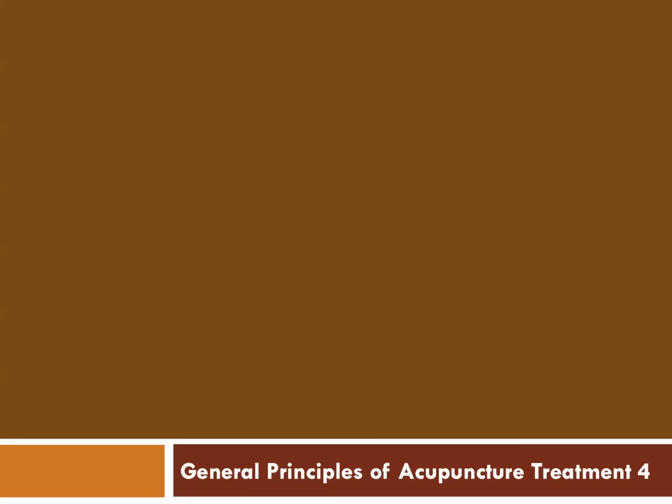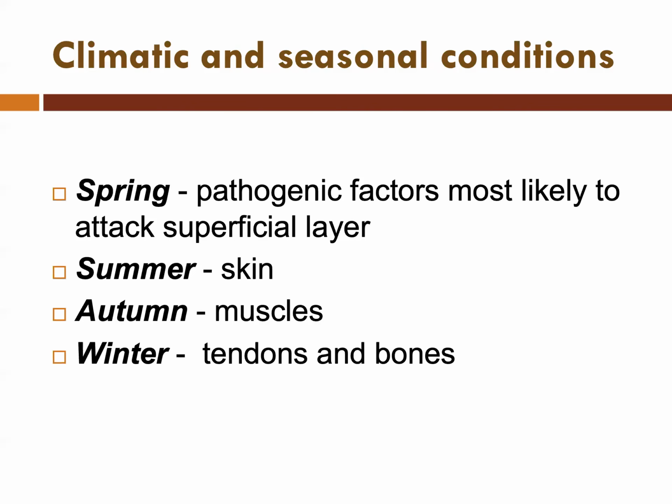We're on our fourth part of the general principles of acupuncture treatment. For today, we'll talk about the other factors that we need to consider in our acupuncture treatment. One of those is climatic and seasonal conditions. In spring, pathogenic factors are most likely to attack the superficial layer. In summer, the skin layer. In autumn, it will reach the muscles, and in winter, the tendons and the bones.